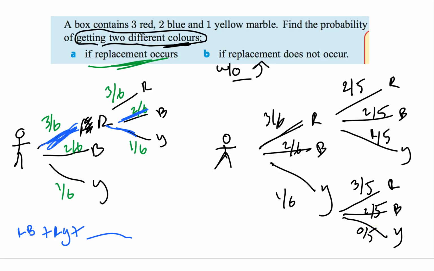And if I want different colors, same idea. I can do red, blue, yellow, blue, yellow, yellow, red, yellow, blue, and add them all up. Hopefully that gives you some idea of the importance of with replacement and without replacement. Let's look at another long one.